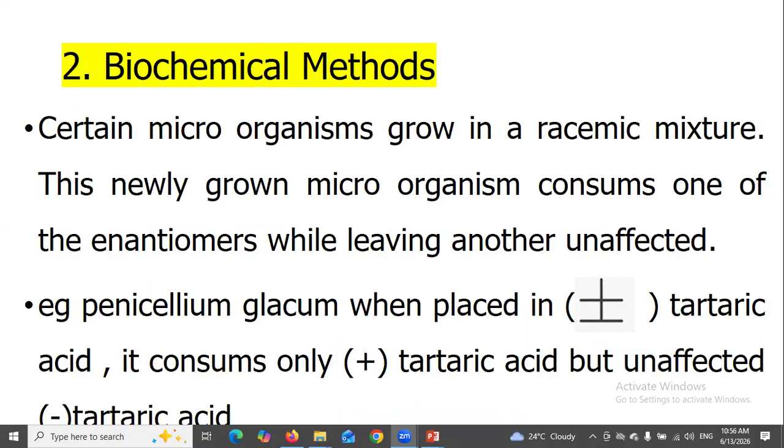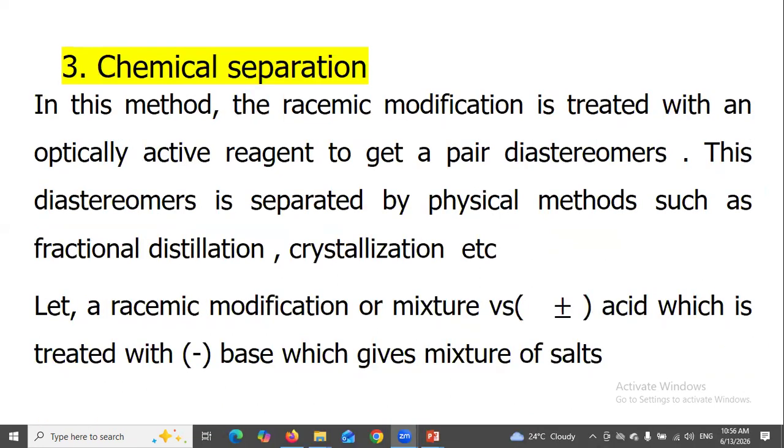Biochemical methods: certain microorganisms grow in the specific mixture. This newly grown microorganism consumes one of the enantiomers while leaving the other unaffected. Penicillium glaucum, when placed in plus-minus tartaric acid, consumes only plus tartaric acid, leaving minus tartaric acid unaffected.